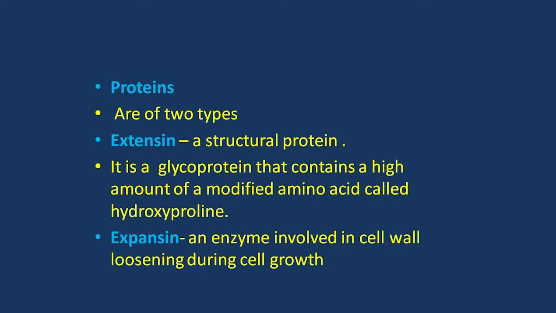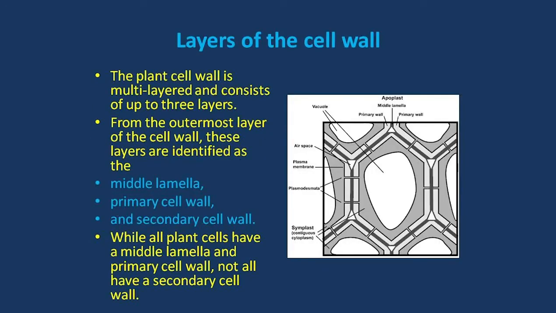Proteins found in the cell wall are of two types. One is called extensin, which is a structural protein. It is a glycoprotein that contains a high amount of the modified amino acid called hydroxyproline. And the second protein is called expansin, which is an enzyme involved in cell wall loosening during cell growth. Now let us look at the layers of the cell wall.